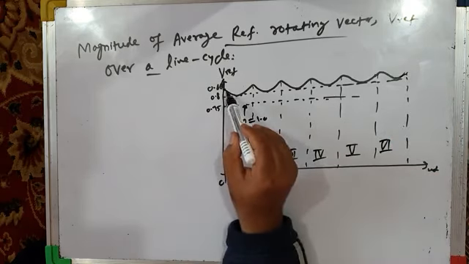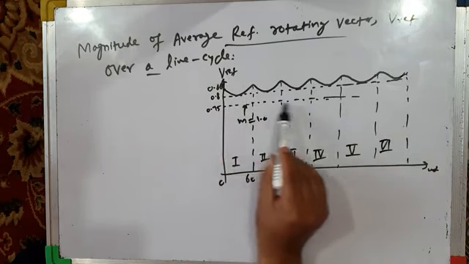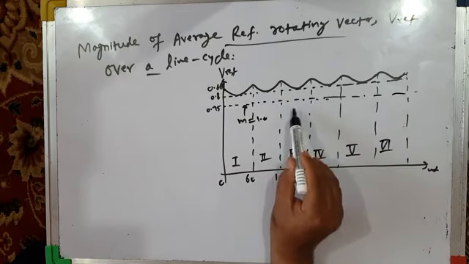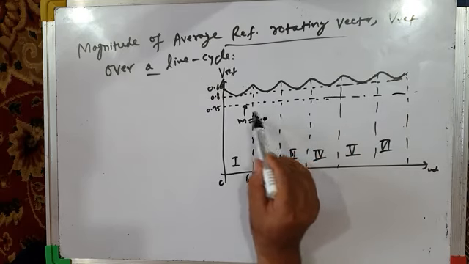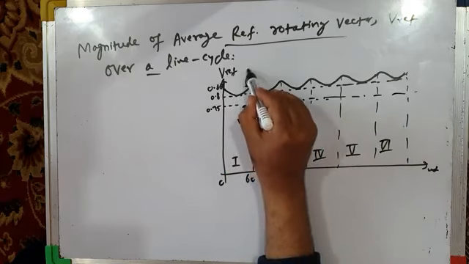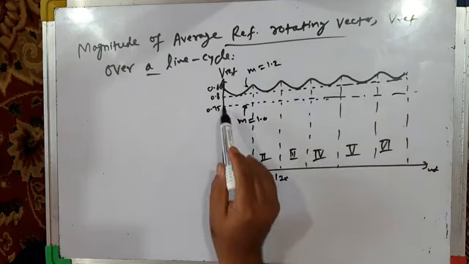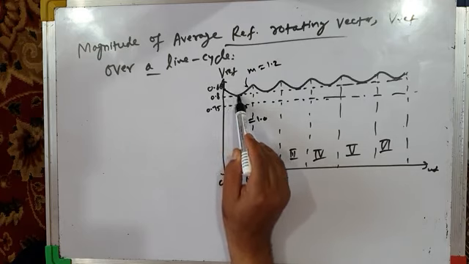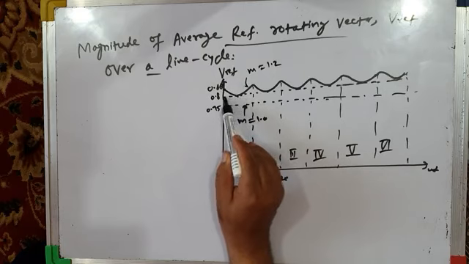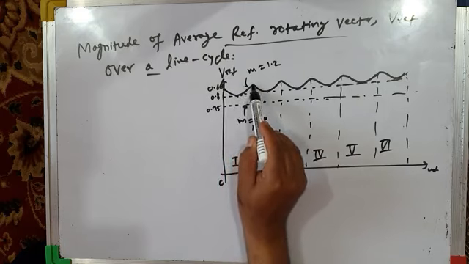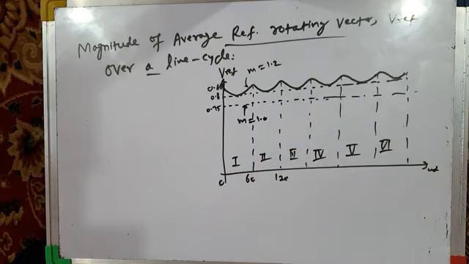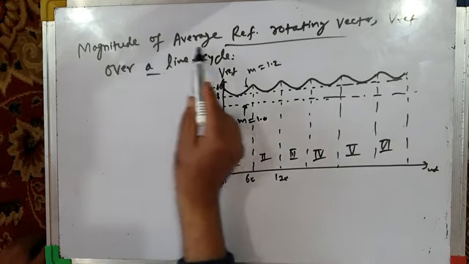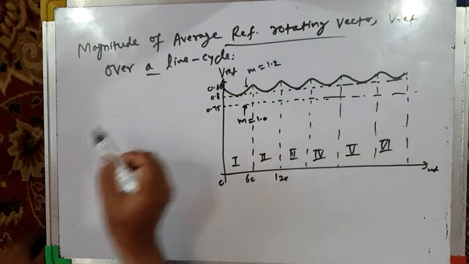In the first sector, your rotating reference vector is not constant. Its amplitude is not constant like it was for modulation index equal to 1. For over modulation, this is for m equal to 1.2, the rotating reference vector magnitude varies in each sector like this. First it is 0.866, then in the middle 30 degrees it drops to 0.8, then it rises again. Then the same pattern follows in other sectors. So you can take just one sector. This is the magnitude of the average reference rotating vector over one cycle.